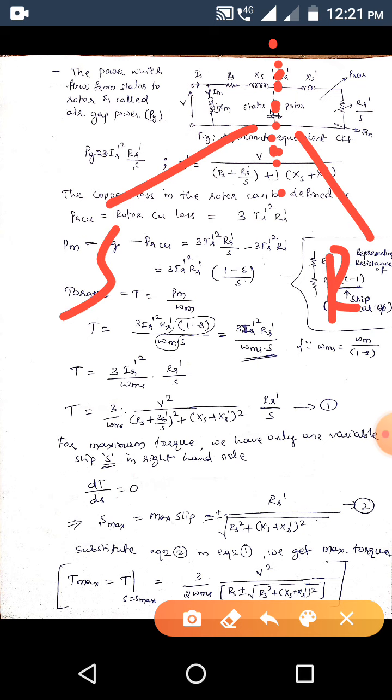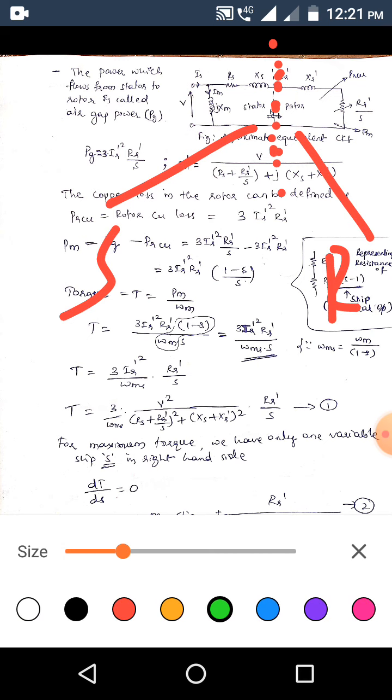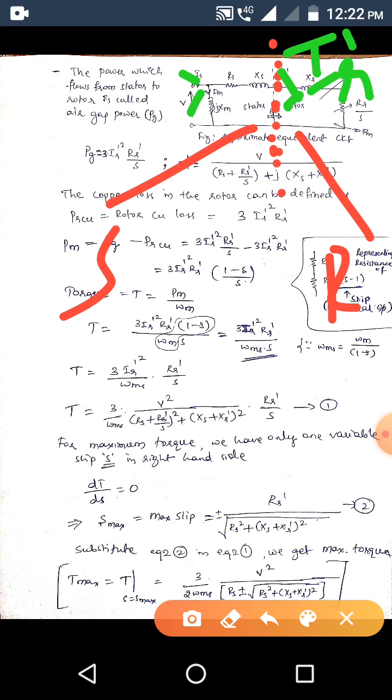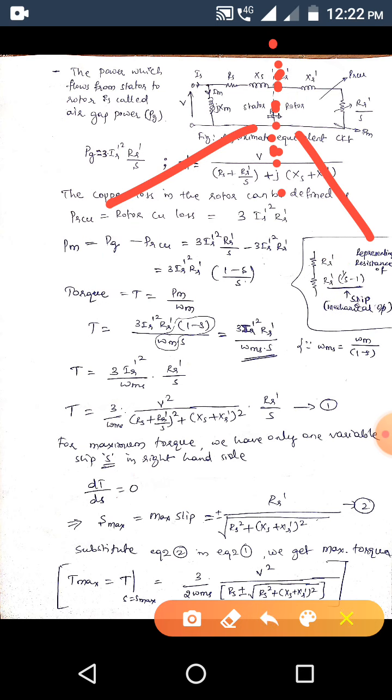Whatever the current flowing in the stator winding is IS here, the current flowing in the rotor winding will be IR prime, and the current flowing across the magnetizing circuit will be IM here.